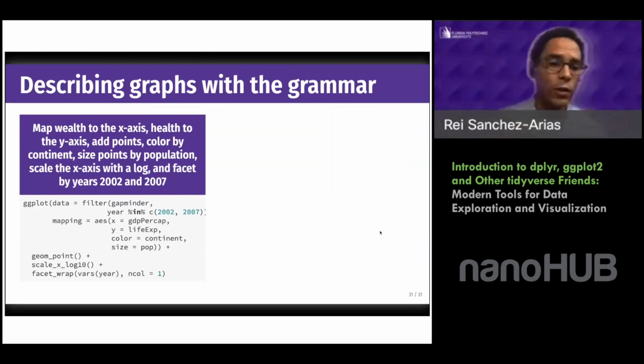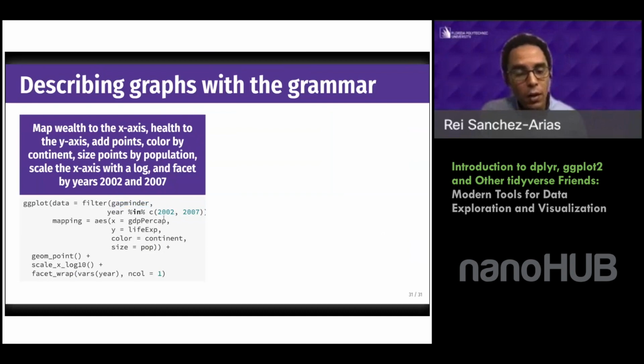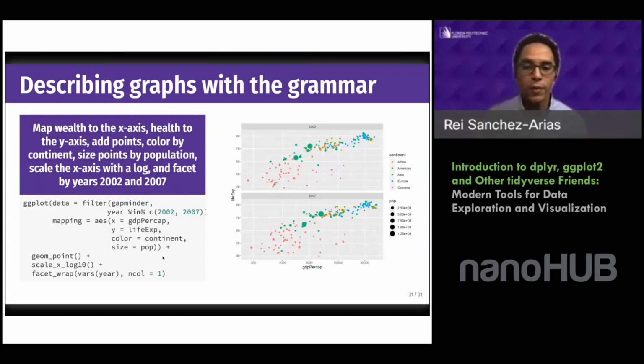So here's how that would look. You can even filter within a ggplot function call, or before, but here I did it inside. So I'm asking to filter my data set whenever the year is either 2002 or 2007. Then I'm defining my aesthetics, and then I'm adding the layers that I need: adding points, changing the scale, and faceting by year. The result is shown on the right-hand side.